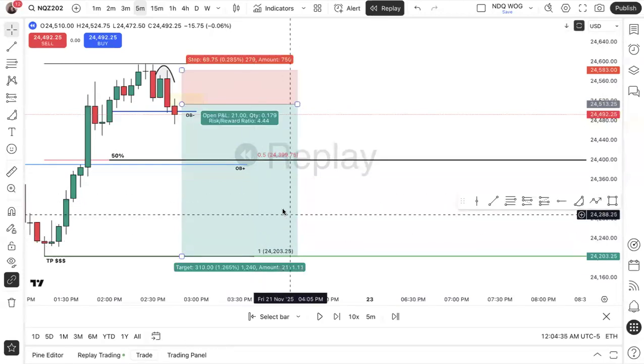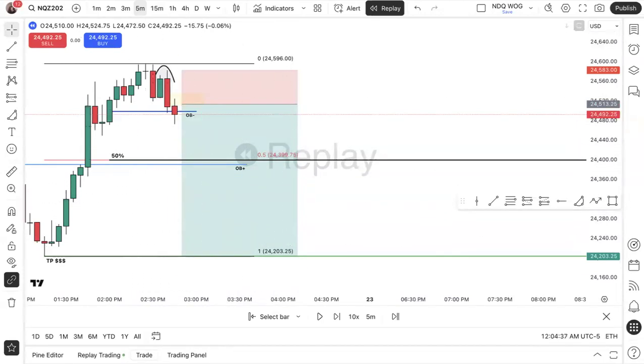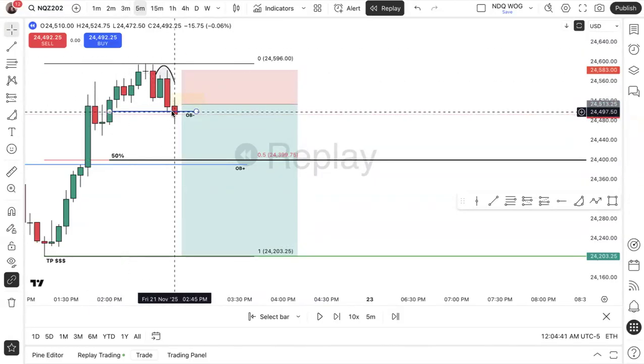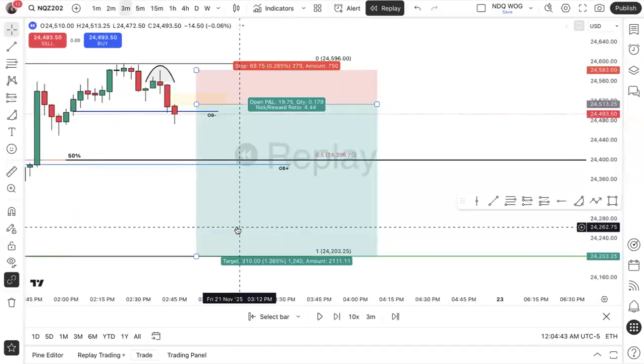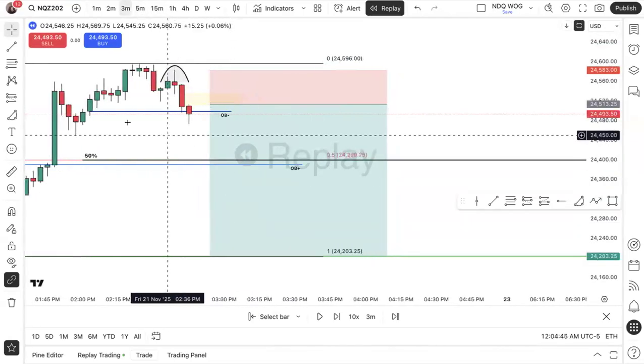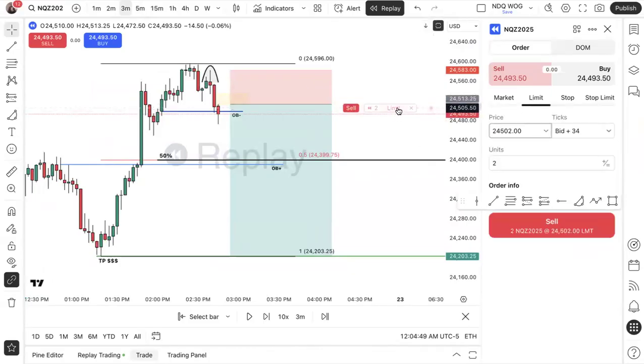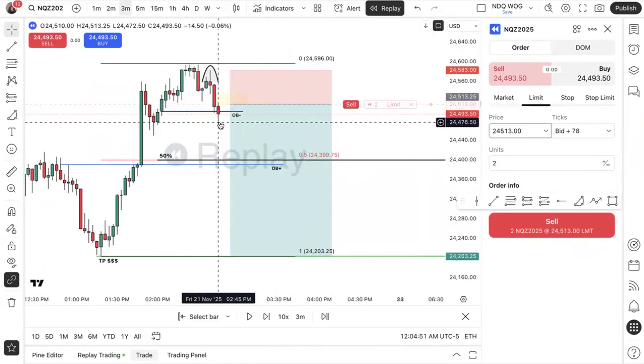I would love to see it come down 300 points, but as we drop down to 245, same thing here on the 5 minute, price could drive higher. This looked very clean for me on the 3 minute. So once again, I could be a seller. Put a limit entry at this candle's high right here.